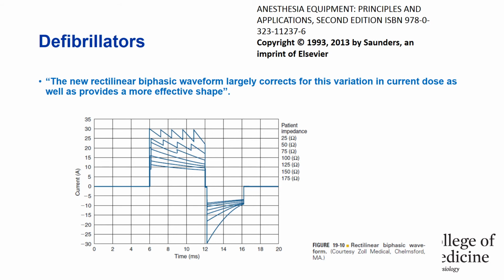Now, the definition of rectilinear is straight lines. Now, if you believe the Zoll explanation for improved efficacy of the proprietary Zoll rectilinear biphasic waveform, you will therefore accept the concept that the dose of current, rather than the peak current, is the most influential variable. Also, there appears to be an optimum duration for the shock, and this appears to be in the order of 6 milliseconds.